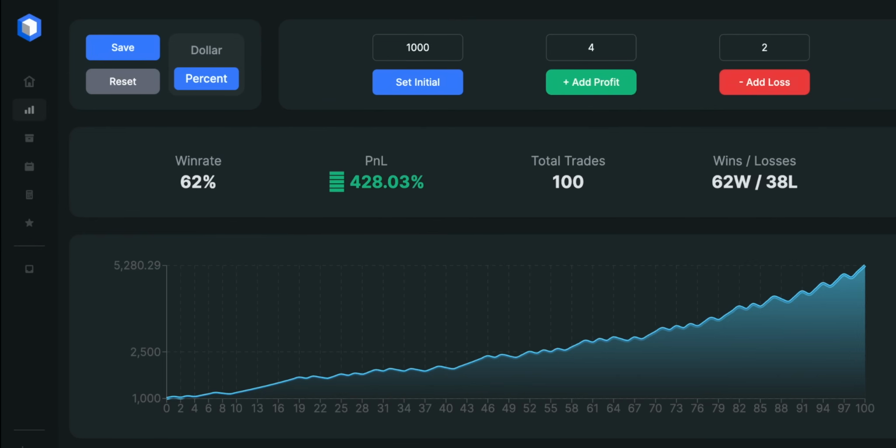Obviously, these results are not 100% guaranteed. You should definitely forward test this strategy with paper money to see its real win rate.